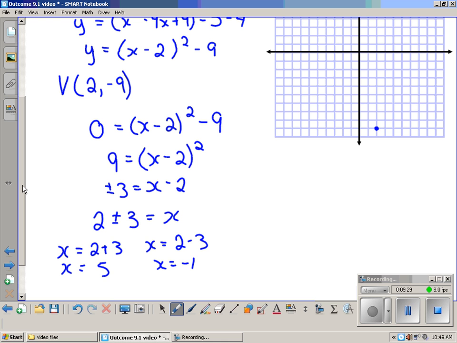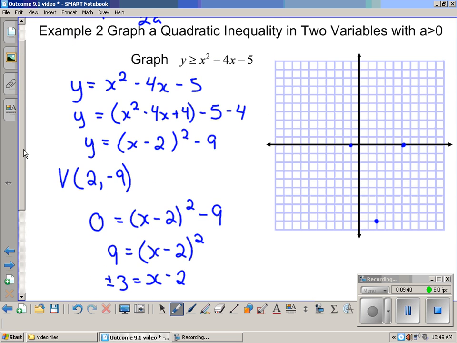Drawing those points on my graph, x equals 5, 1, 2, 3, is this point. X equals negative 1 is this point. My inequality was y has to be greater than or equal to, and so they're solid lines this time. Sorry, that should have actually gone through that point. Let's try that again. Close enough. And there.